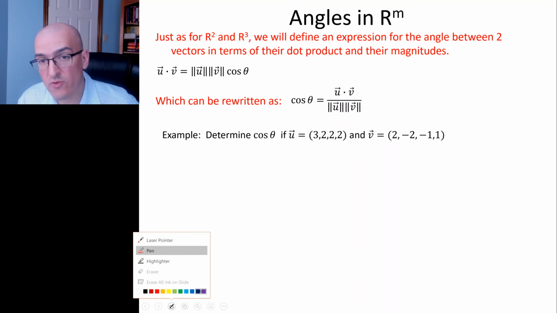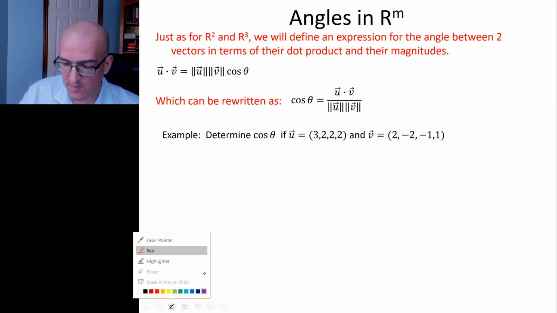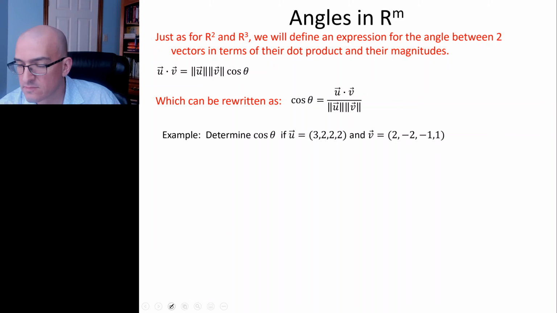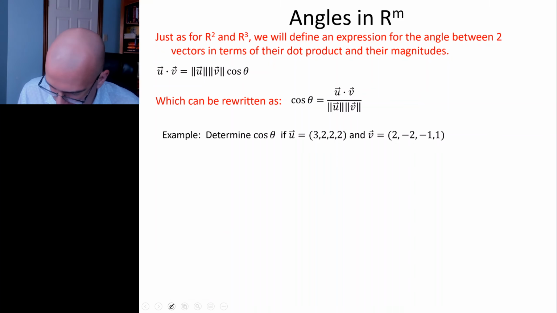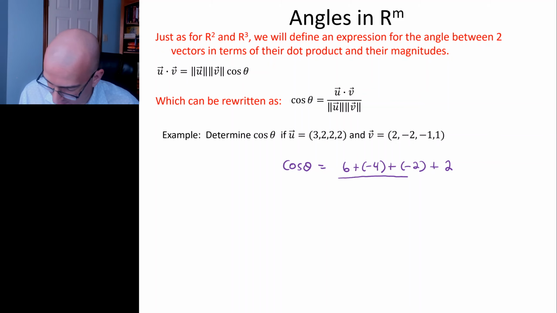Okay, so here we're asked for the cosine of theta given information about u and information about v. So cos theta is equal to u dot v. We'll have 3 times 2, which is 6, plus 2 times negative 2, negative 4, plus 2 times negative 1, negative 2, plus 2 times 1, 2, and then all divided by the length.